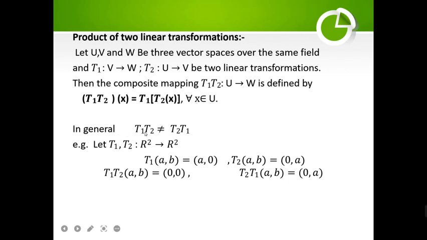In general, T1T2 is not equal to T2T1. For example, we have T1(a, b) = (a, 0) and T2(a, b) = (0, a). If we combine T1 and T2, from T1 to T2 we have (0, 0), and T2 then T1 we have (0, a). That's why T1T2 is not equal to T2T1.